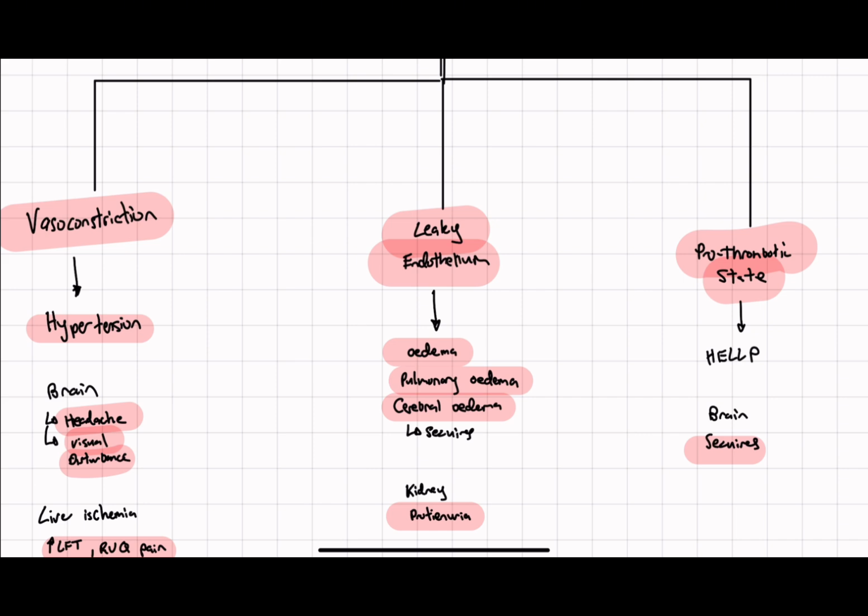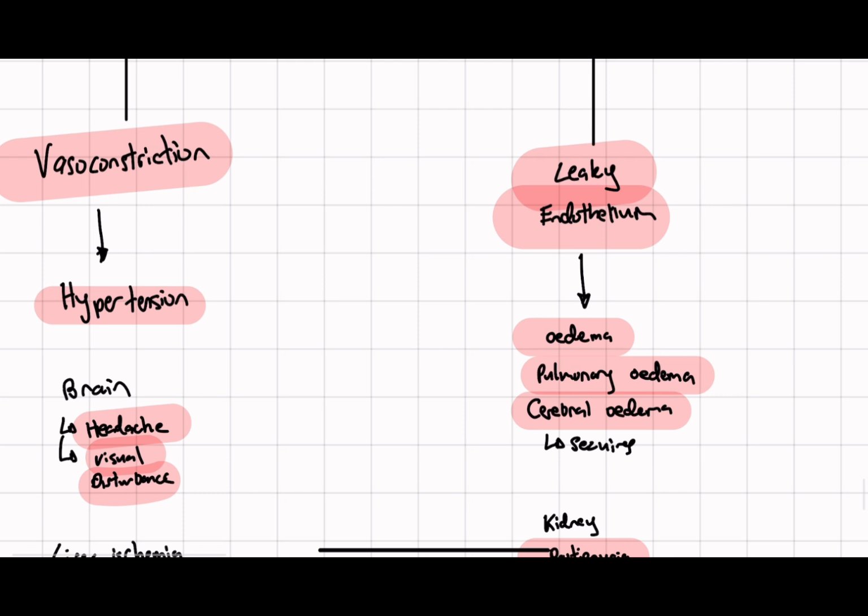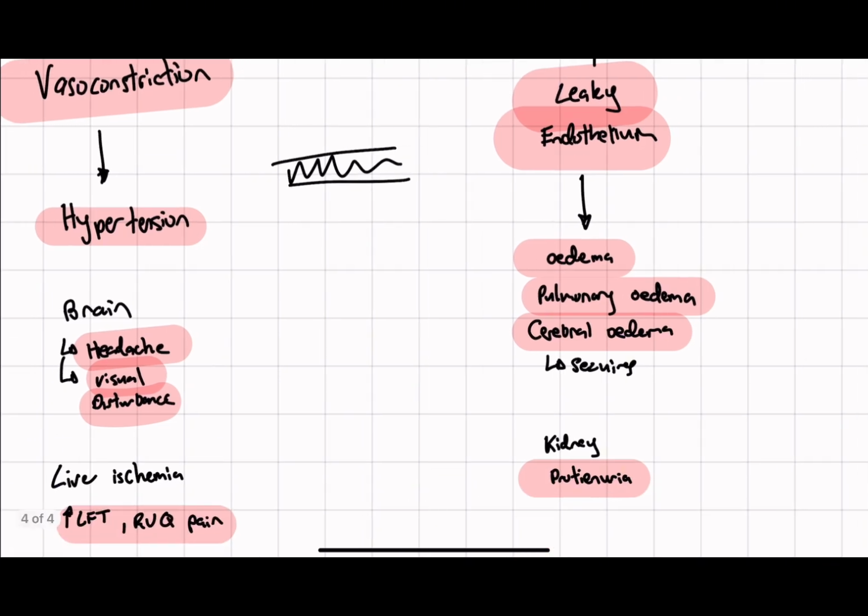Now, okay, let's delve into this real quickly. So vasoconstriction, you can imagine if the blood vessel is now smaller, there's going to be hypertension. The person's going to be hypertensive, and that's the main thing we see in preeclampsia: the mother is hypertensive, right?